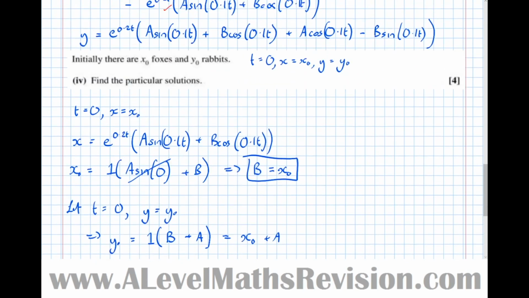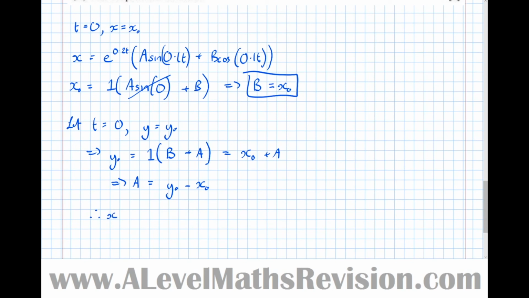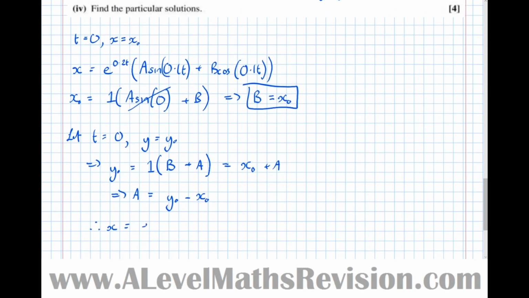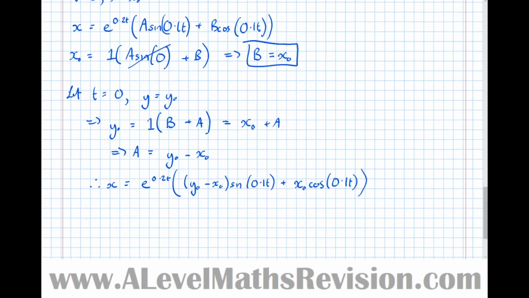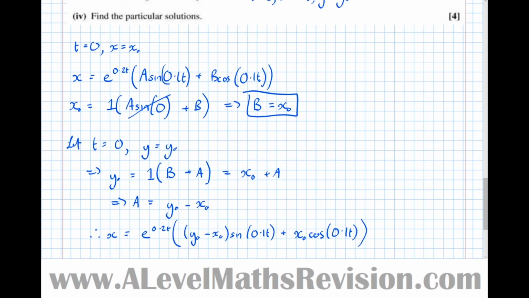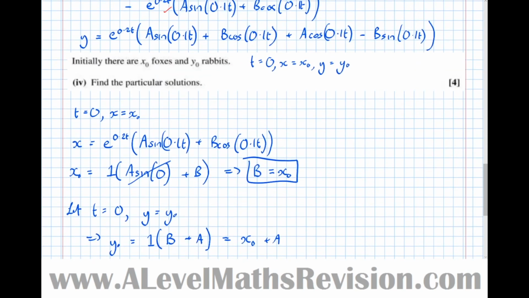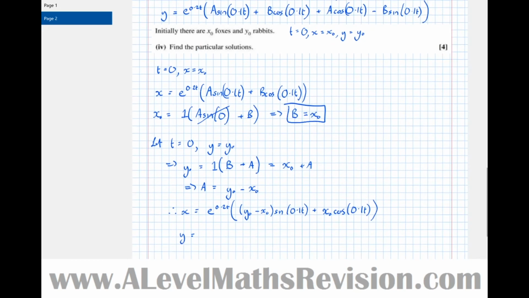Therefore, if we conclude, so we've got x equals e to the 0.2t, and we know that a is y0 minus x0, so y0 minus x0 sine of 0.1t plus, and we know b is x0, so x0 cos of 0.1t. We know y equals, so our solution for y is just here. Let's zoom out a bit. Keep that at the top of the screen.